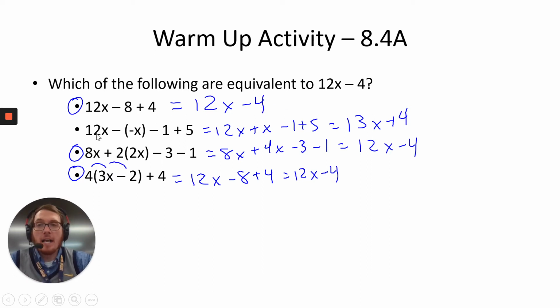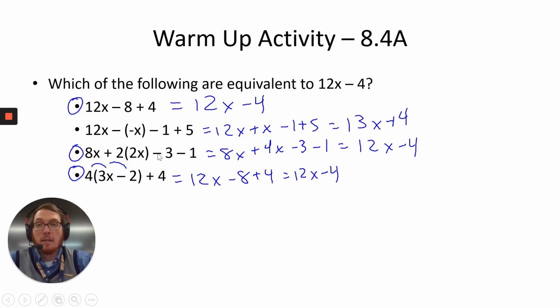The next one is not going to be the same because 12x minus negative 1x, which would be keep, change, 12x plus x would automatically be 13x. That automatically is not going to be the same. Now the other part ends up being a positive 4 instead of a minus 4, but automatically that 13x means no good. The next one, 2 times 2x is 4x, and 8x plus 4x is 12x, so that part's in good shape.